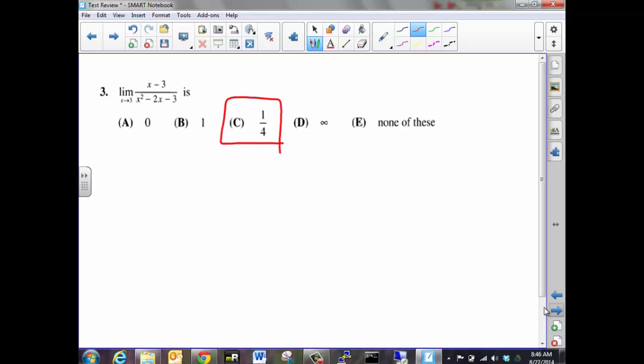Okay, if we factor, the numerator is going to stay like it is. The bottom becomes x minus 3, x plus 1. How do I know the bottom's going to be x minus 3? Because I need something to cancel out. Would it do me any good if the bottom were x plus 3? None whatsoever. So I expect that to be x minus 3 so I can cancel those things out, okay? And then when we plug in, those things will cancel so I can get 1 over 4.